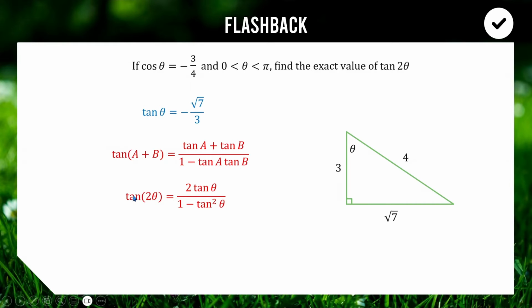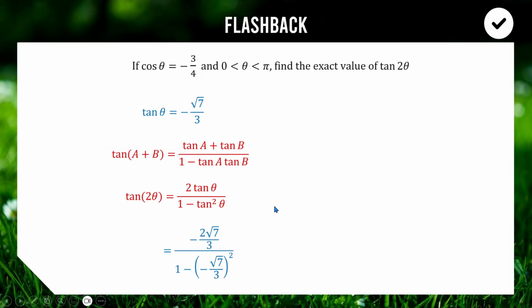To figure out tan 2 theta, all we need to sub in is tan theta, which we've figured out up here in blue. We're going to substitute this into the right-hand side of the equation. So we have 2 times negative root 7 on 3 for the top of our fraction. And on the bottom, we have 1 take away negative root 7 over 3, being squared. This is our answer. Now we just need to tidy it up and make it look as nice as possible to get full marks.